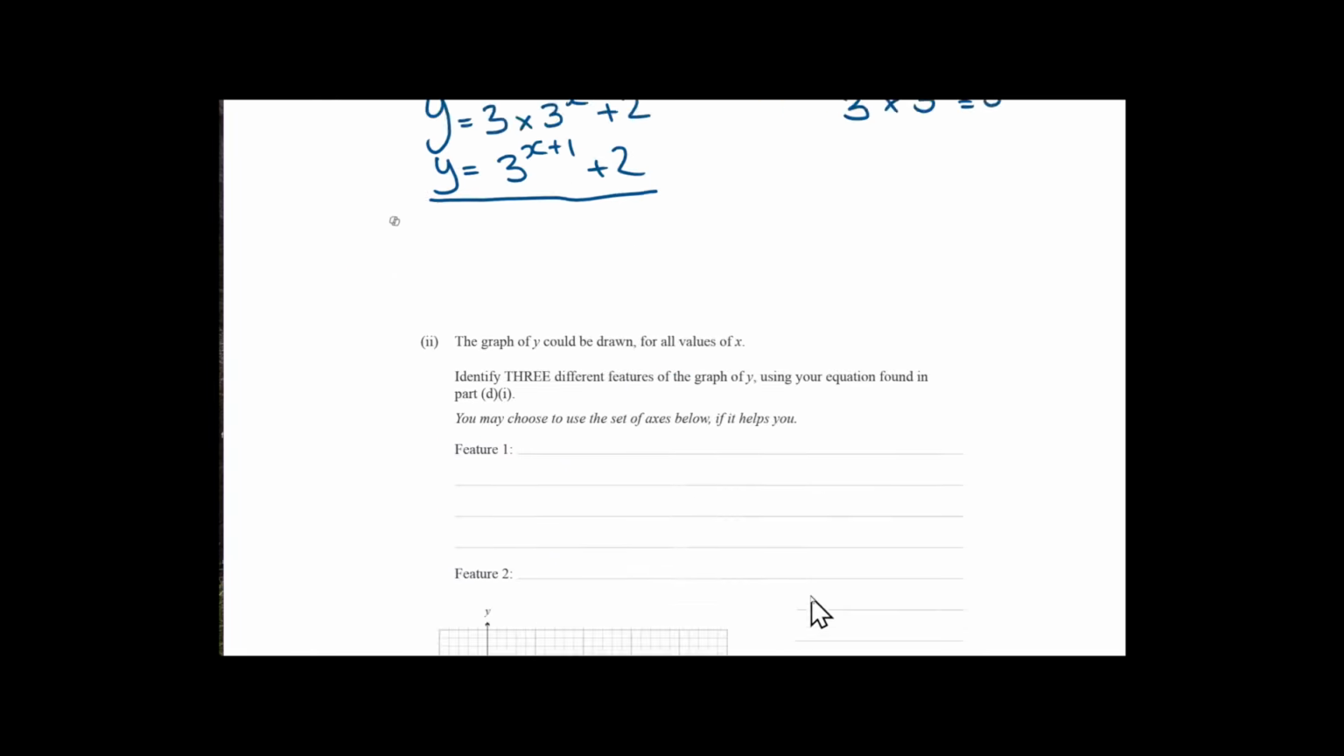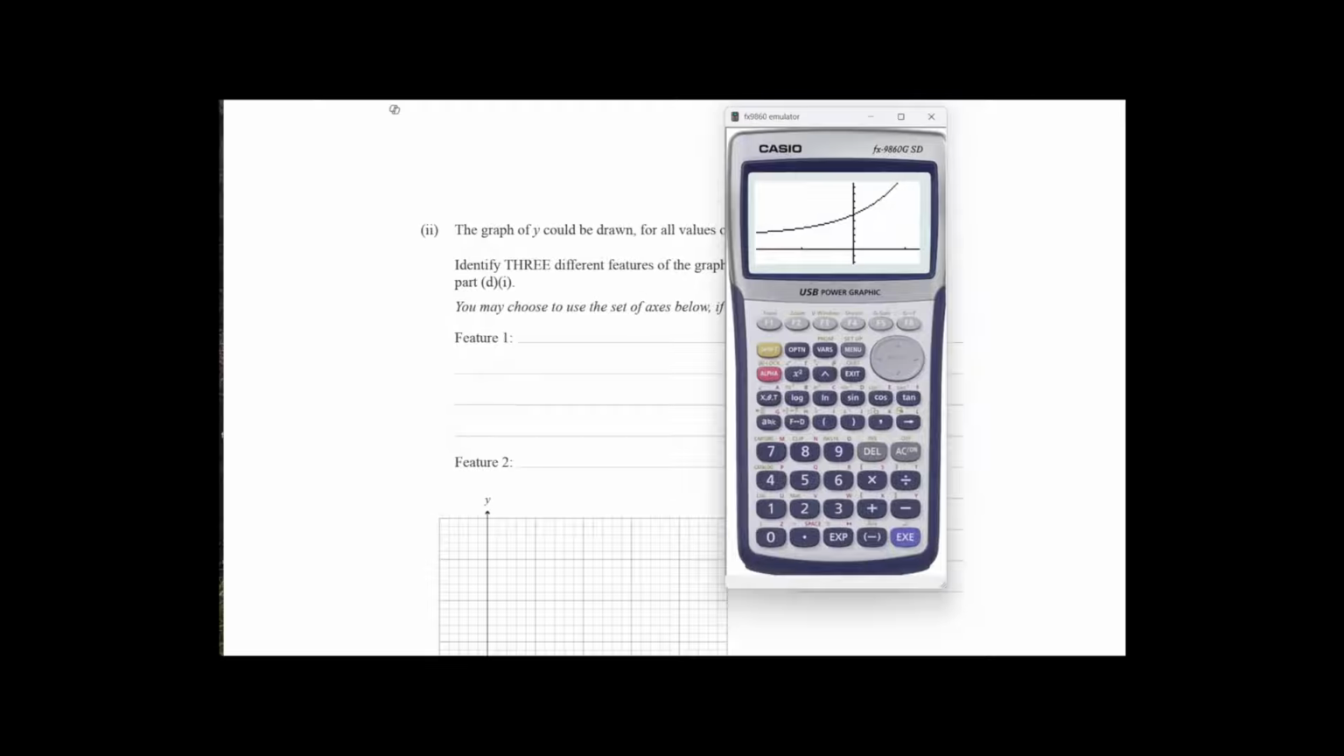All right, we're back. So the next one says they want 3 different features of this graph using the equation we found. Well, let's grab our calculator and graph it. And the reason I hit pause there is we have to play around with the zoom. This is going to be an exponential function here, so let's zoom out just a little bit.